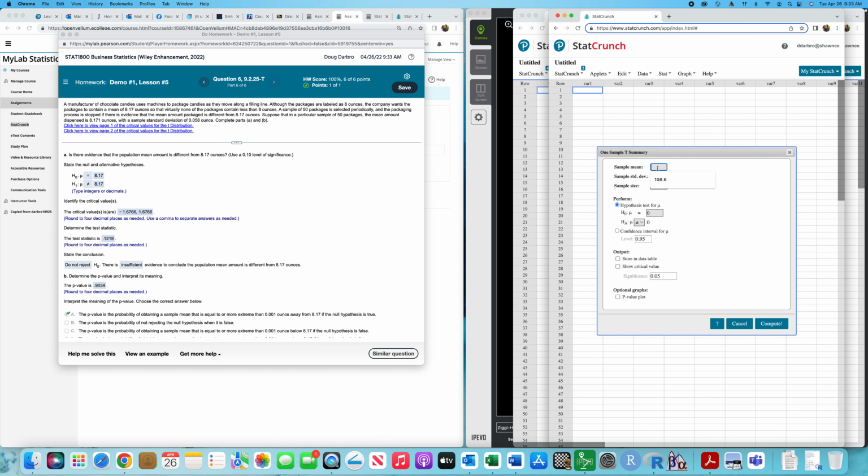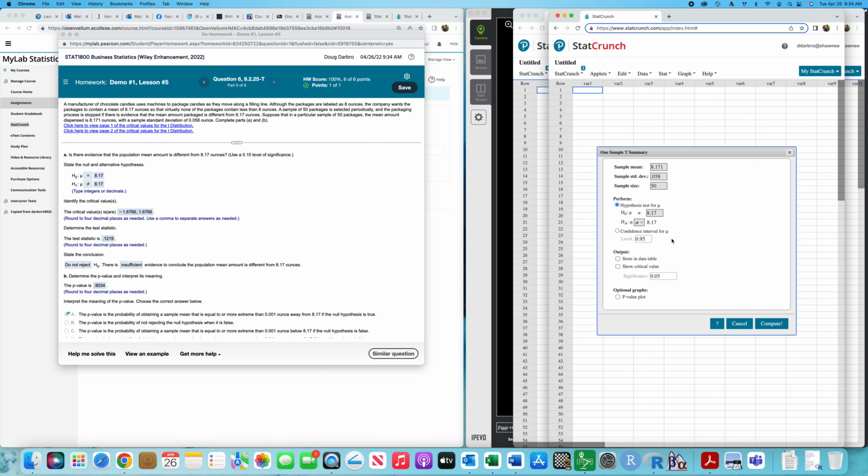So the sample mean looks like it was 8.171, given in the next to last sentence. Sample standard deviation is 0.058. And the sample size was 50, right? Yeah. So I want to test 8.17 against not equal to 8.17.